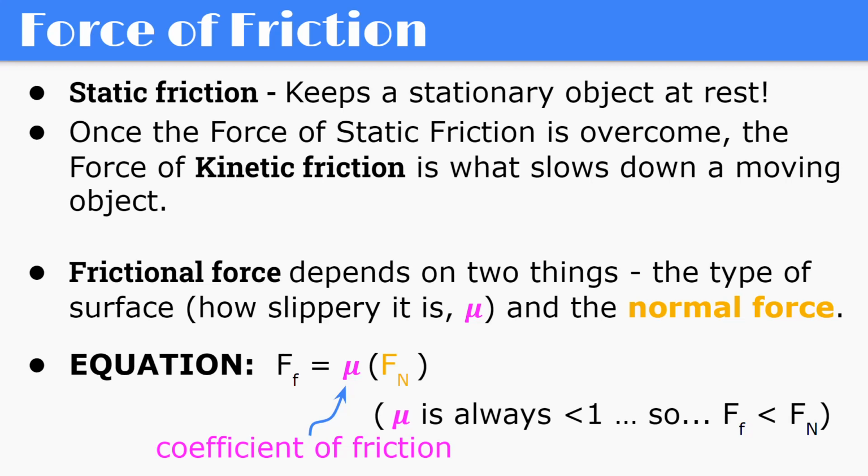But again, friction depends on two things: the type of surface, how slippery or smooth or rough it is, that's mu, and the normal force. I did put here mu is always less than 1. That's not technically true, but for the numbers we're going to use, mu is always less than 1. Like if you had Velcro, it's not less than 1 anymore, because the substance is actually pulling on the other. But for most of the examples we're going to do, it's going to be less than 1. Therefore, mathematically speaking, force of friction will be less than normal force.